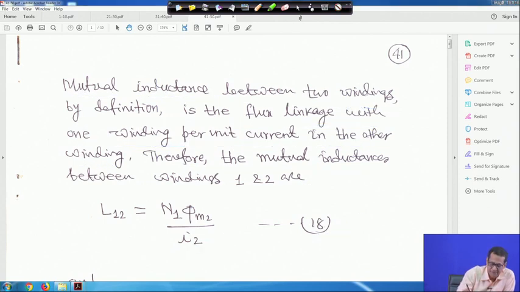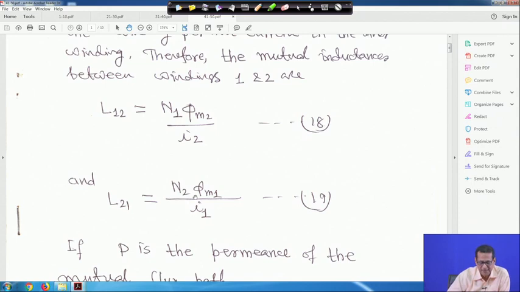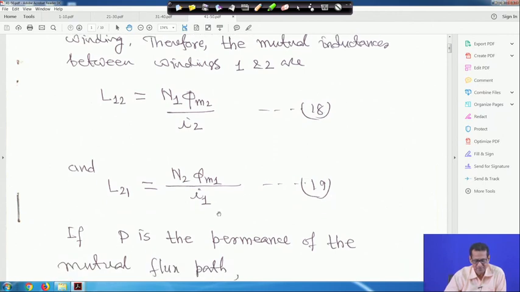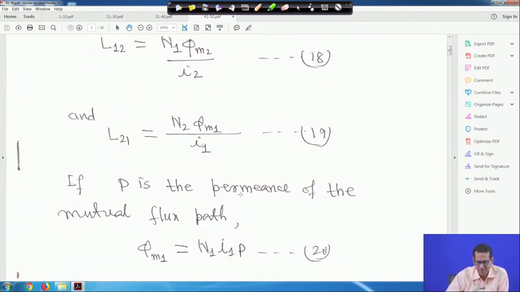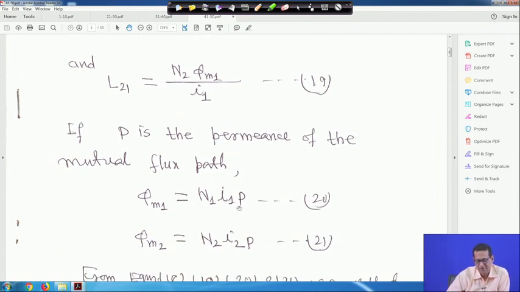Similarly, L21 will be N2 into phi M1 upon I1. This is equation 19, right. So if you assume that P is the permeance of the mutual flux path, then we know that phi M1 will be N1 I1 into P, right. So we know MMF into permeance is equal to flux.